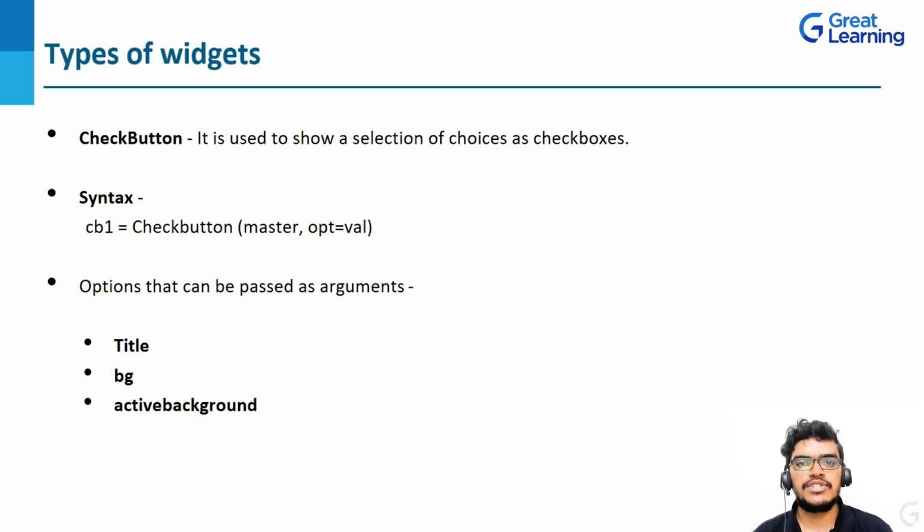And then there are several options that can be passed through as an argument. We can have title, background, as well as active background. So this is the basic idea about check button. Now let's see the practical implementation.